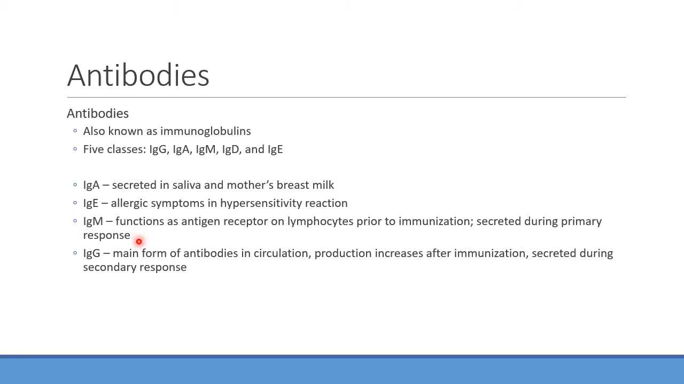IgM is going to be usually present on lymphocytes prior to immunization. And you're going to find these are going to be secreted primarily during that primary response. So again, when those B lymphocytes initially get hit, they're probably going to be releasing mostly IgM at that point. And then on further re-challenge, you're going to find that IgG is going to be the main role here. And if we're giving a patient immune globulin, typically we're giving them IgG in those cases.